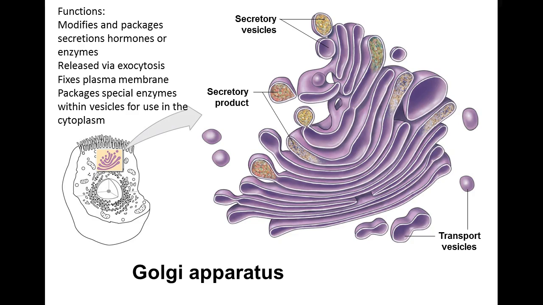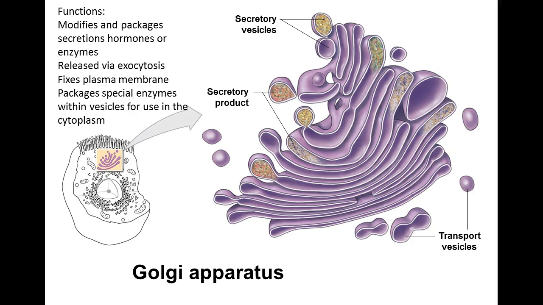But these vesicles that the Golgi apparatus creates are actually the same material as the plasma membrane. After they're released as a vesicle from the Golgi apparatus, they can work their way up to butting against the plasma membrane of the cell, becoming one with it, and then releasing whatever's in the vesicle out to the extracellular fluid in a process known as exocytosis. So exo, out of the cell. As I said, the Golgi apparatus fixes the plasma membrane.